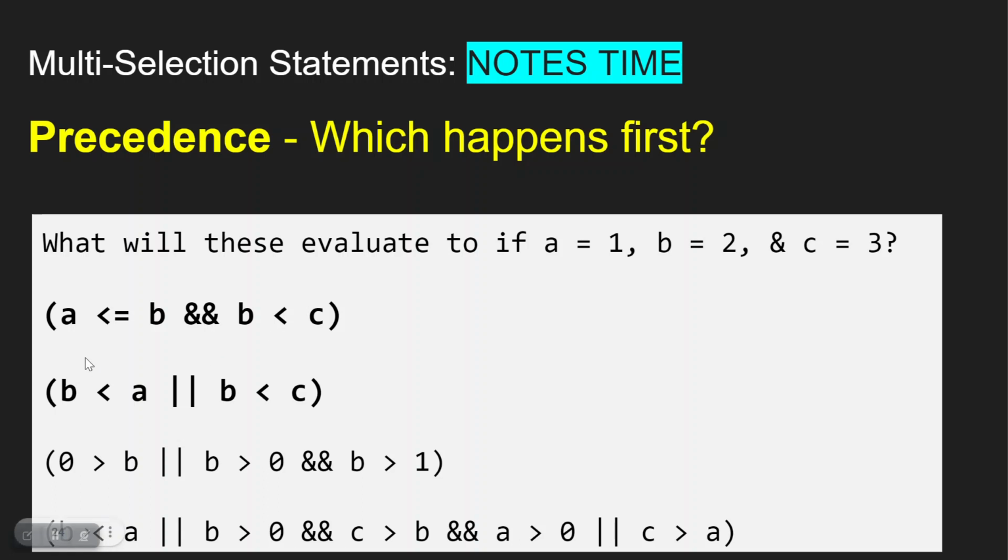Down here, is it true that 2 is less than 1? No, it's not. This is false. However, it is true that 2 is less than 3. And since this is an OR statement, this side would be true. False or true, we know, is going to evaluate to true. So this would also evaluate to true. So we've taken care of this one and we've taken care of this one.